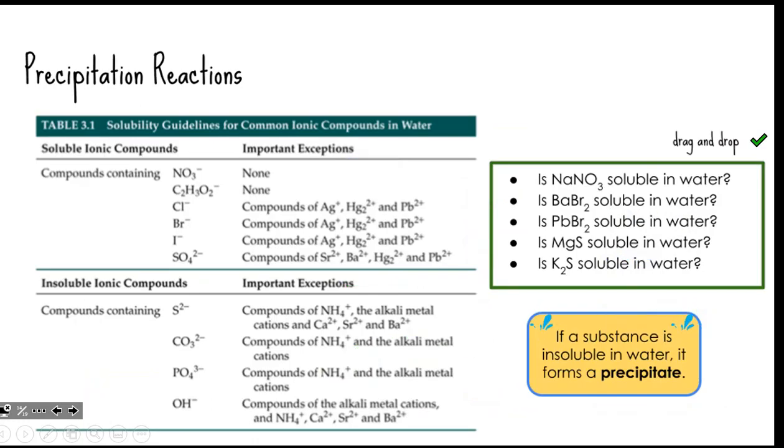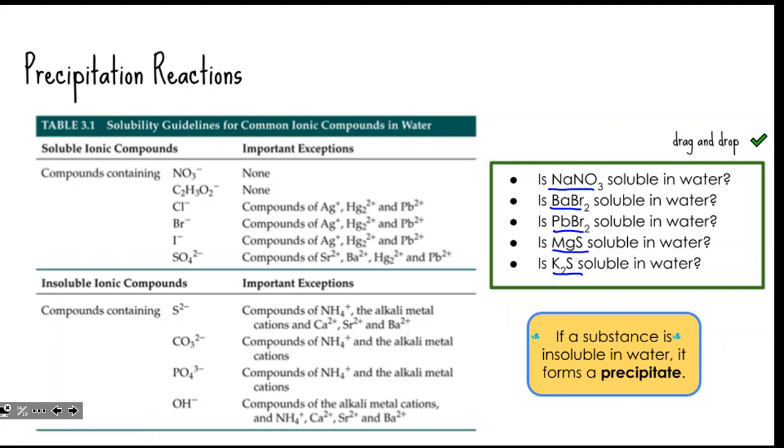All right, so I think we were here identifying these. So take a minute or two, go through that list there, and decide whether it's soluble in water or not. The sodium nitrate, barium bromide, lead 2 bromide, magnesium sulfide, and the potassium sulfide. So take a moment to do that, and then we will come back and go over it.